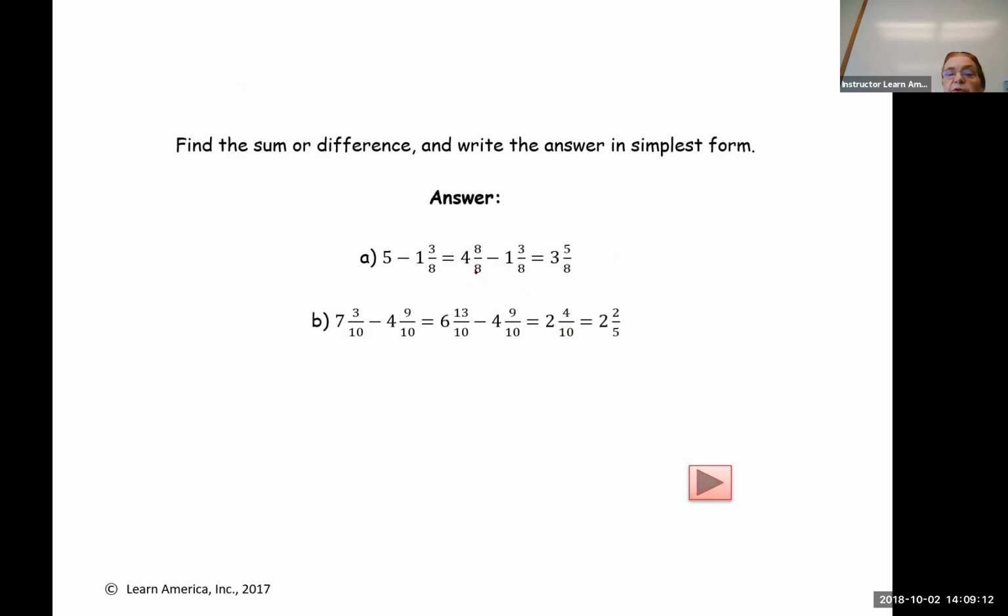5 was changed to 4 and 8/8, subtracting 1 and 3/8. We then get the 3 and 5/8. And here again, changing the 7 to the 6 and adding in 10 more tenths, we have 6 and 13/10, less 4 and 9/10, which gives us 2 and 4/10, or 2 and 2/5.